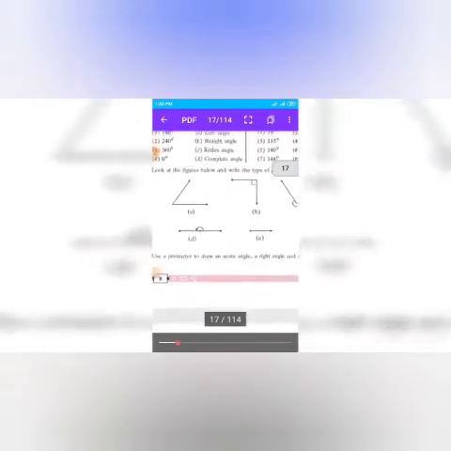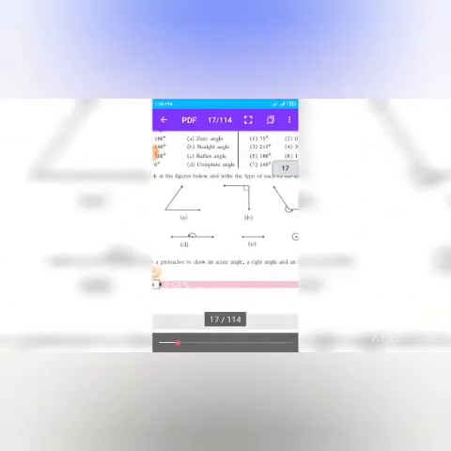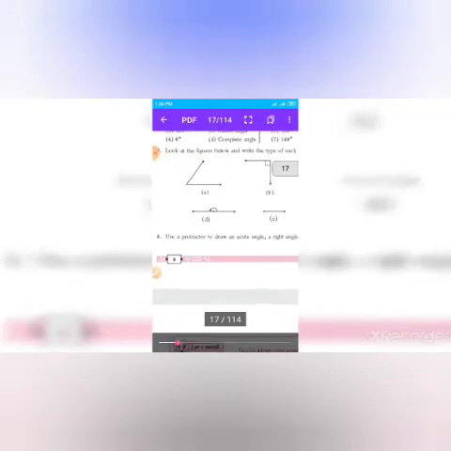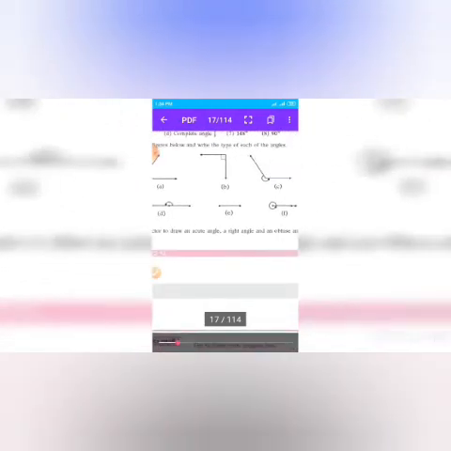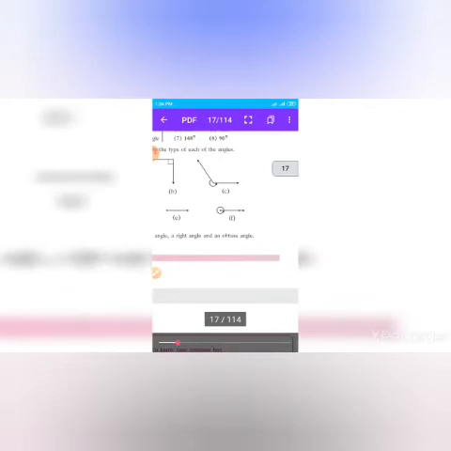Third question. Look at the figures below and write the type of each of the angles. First, A, acute angle. B, right angle. C, obtuse angle. D, straight angle. E, zero angle. And last, F, complete angle.